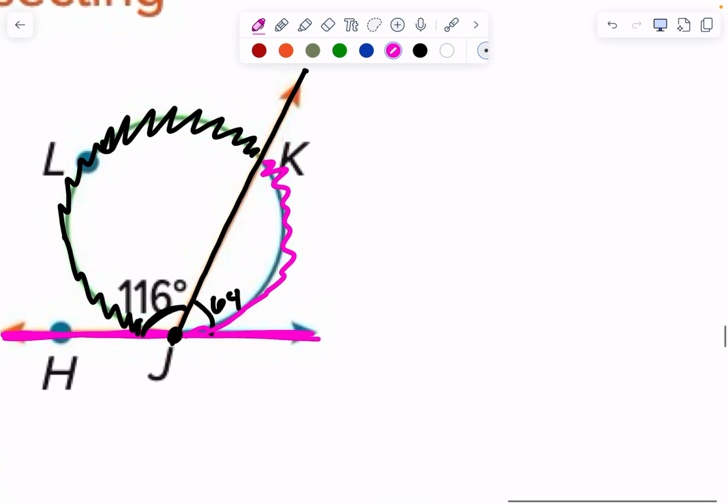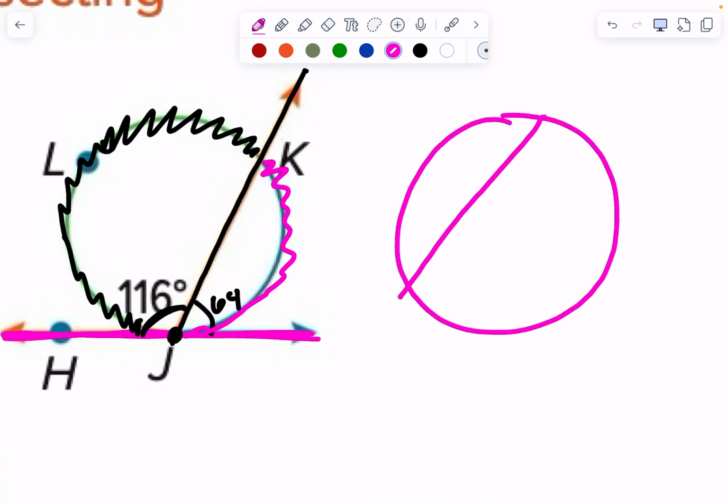You know what? This is exactly similar to when I had 30 degrees and 60 degrees. If it's all the way across the circle, the arc is double, or the angle is half of what the arc is, right? So if this angle is 64, what's this arc right here?